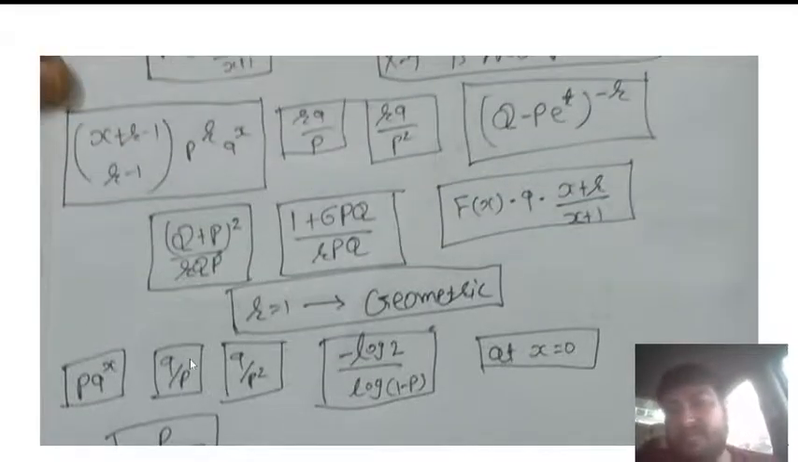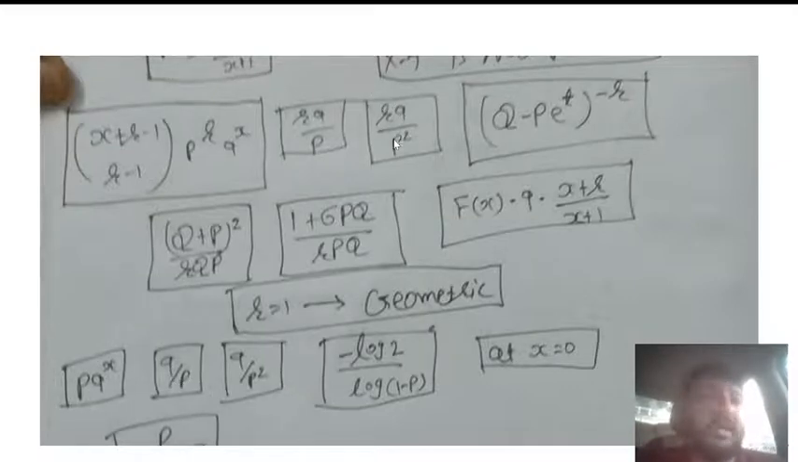As we see, the mean of a negative binomial is RQ upon P and the variance is RQ upon P square. But if R is equal to 1, put R is equal to 1 in this formula, and you will get the formula of the geometric distribution, PQ raised to X. The mean RQ upon P, if R is equal to 1, is Q upon P. This is the mean of the geometric distribution.